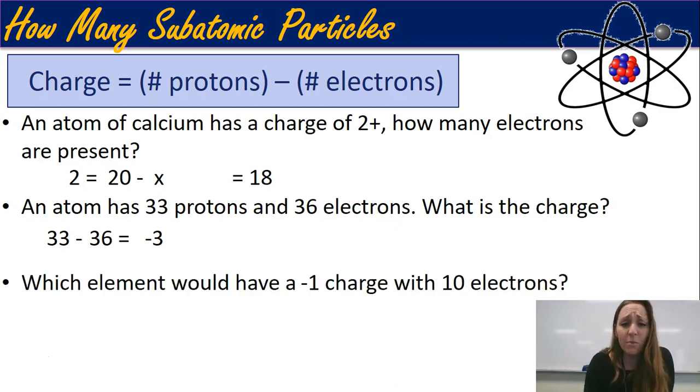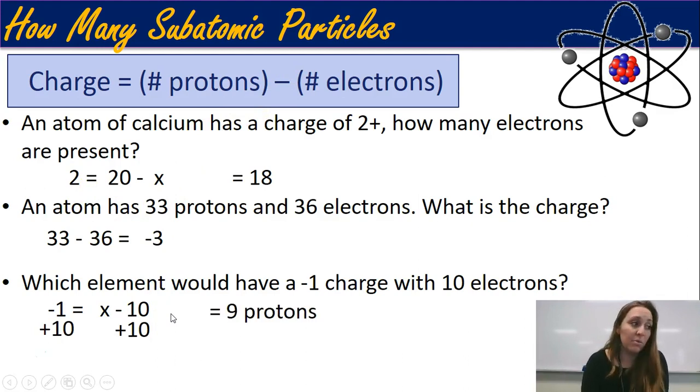Which element would have a -1 charge with 10 electrons? Okay, -1 equals, we don't know the number of protons, minus electrons, 10. So we have to add 10 to both sides, and that gives us 9 protons. So this is an atom of fluorine.